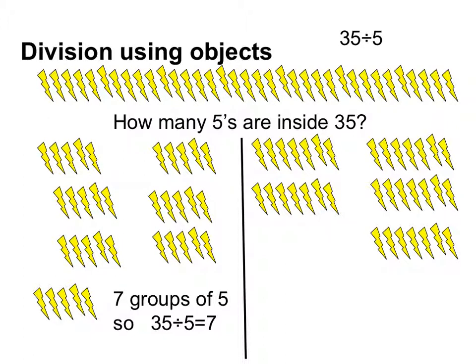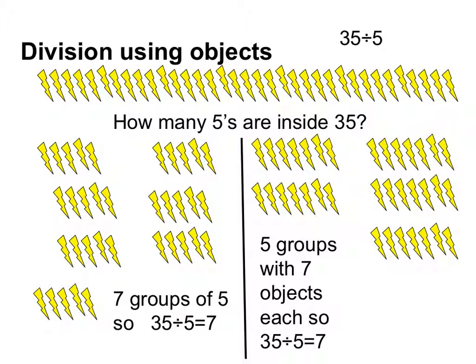Or I can think of this as 5 groups. So now I made 1, 2, 3, 4, 5 groups, and I made them equal, and that is really important. So I made 5 equal groups. So my answer is then how many objects are in each one of those groups. So I have 1, 2, 3, 4, 5, 6, 7 lightning bolts inside of each group. So 5 groups, 7 objects in each tells me that 35 divided by 5 is 7.